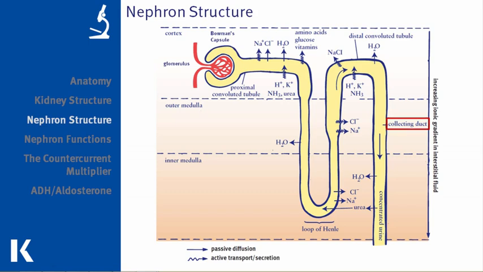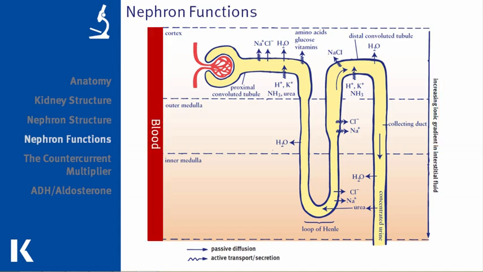And as you can see on this diagram, we're moving from an increasing ionic gradient as we go from the cortex, outer medulla, to the inner medulla. Now, why is it structured this way? Well, we have three main roles of the nephron. First, with the blood flowing in, we filter. So we have filtration into the Bowman's capsule. Next, we have secretion. Waste products the body wants to get rid of are then secreted into this filtrate.